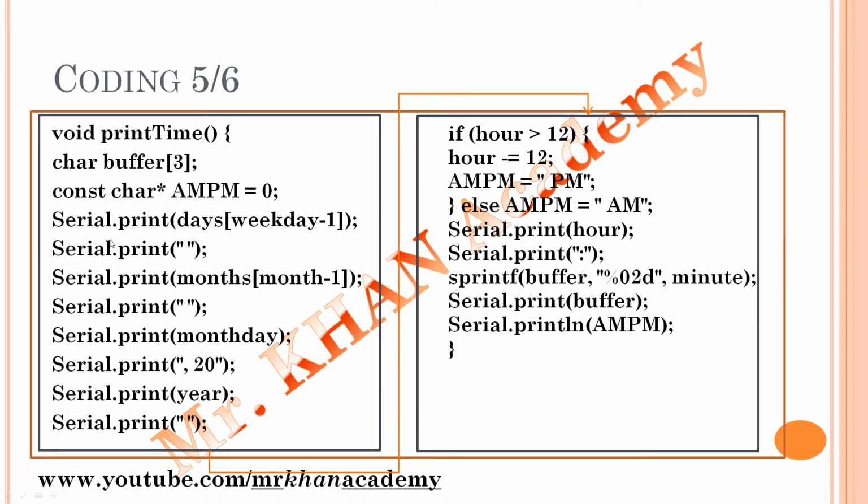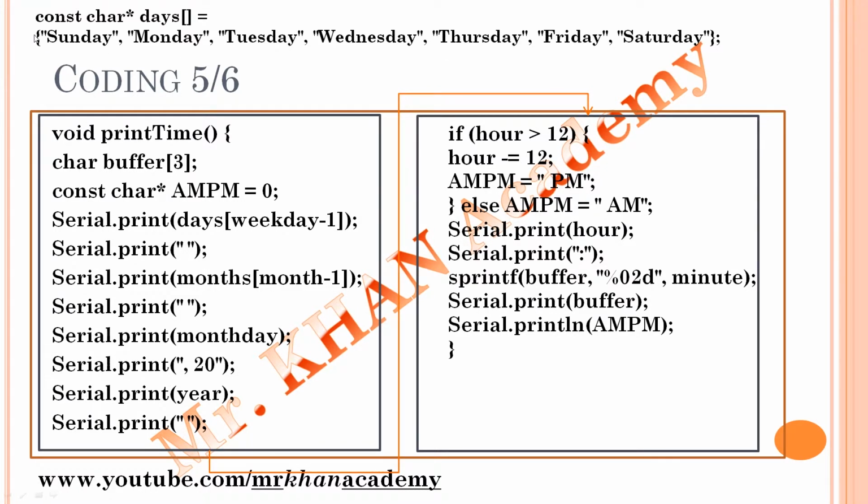Now we are starting the printing. Serial.print days, bracket, weekday minus 1, bracket close. Now you might be confused why I am using minus 1 over here. Already I got the weekday, the data is stored, I can print it. But don't forget, in the constant character day array in the first part of this code, there I defined the data type day, and under that I store the 7 days: Sunday, Monday, Tuesday, Wednesday, Thursday, Friday, Saturday.